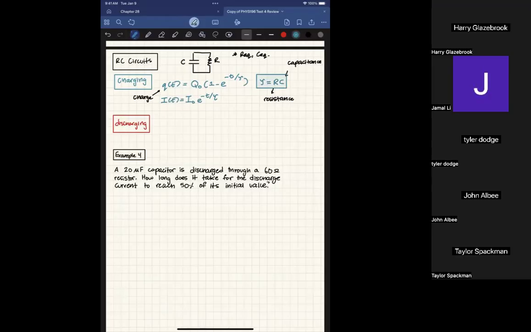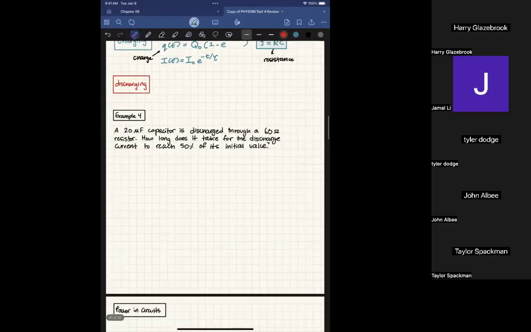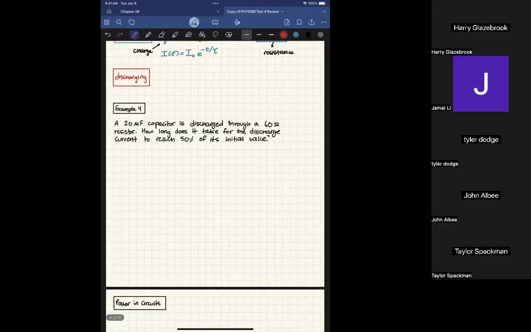And then whenever you see that problem on a test, just go right to these equations. It's kind of a plug and chug situation. I will go over an example though, just so you know how to use them. Before I do that, I'm just going to write the discharging equations.